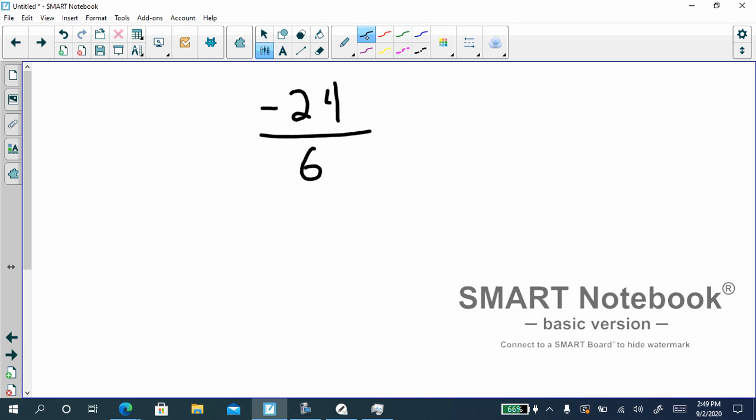Here we're dividing, and the same rules that apply for multiplying about signs apply for dividing. If we have a negative and a positive, they make a negative when we're either multiplying or dividing. And 24 divided by 6 is 4.